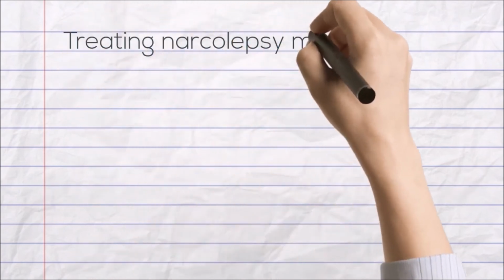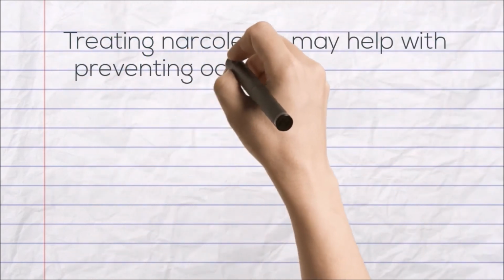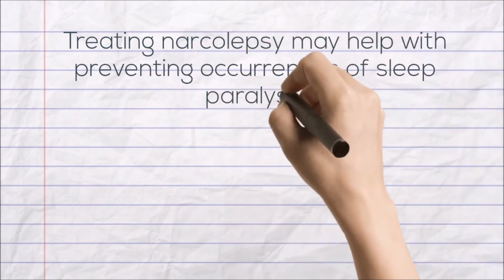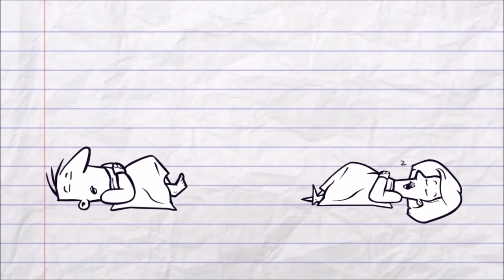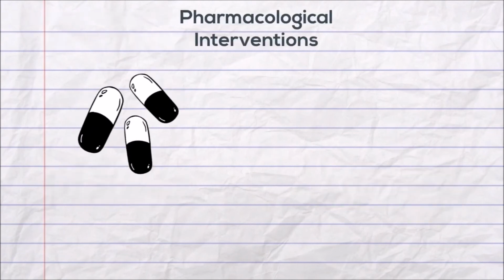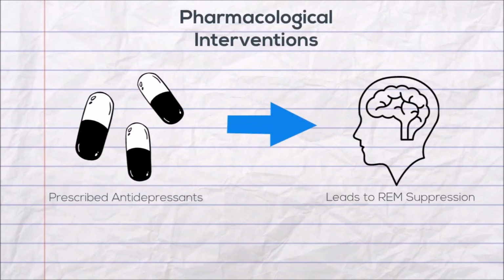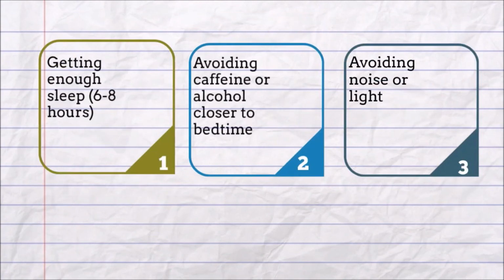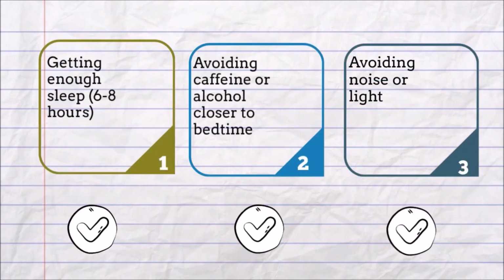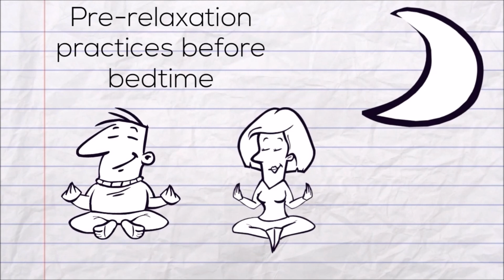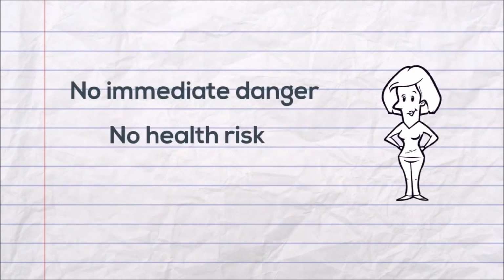Some researchers have suggested that treating underlying sleep-related disorders or mental illness disorders may help with preventing occurrence of sleep paralysis, and some pharmaceutical drugs, such as antidepressants, may help in managing sleep paralysis due to their REM-suppressing properties. Additional preventative strategies for sleep paralysis include having optimal sleep hygiene, avoiding alcohol and caffeine before bed, and incorporating pre-sleep relaxation practices into your nightly routine. Although experiencing sleep paralysis can be extremely frightful, there are no immediate dangers or health risks associated with it.